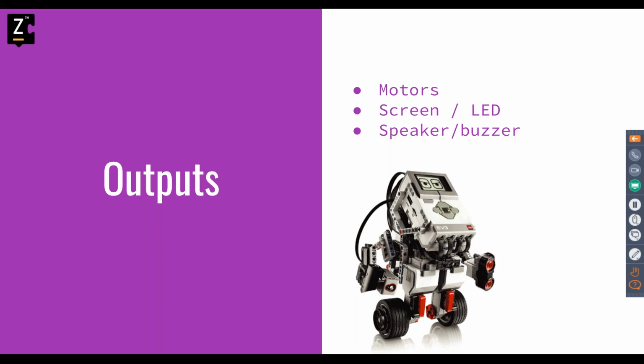Motion is almost always acquired using electrical motors. The motors convert electrical energy into kinetic energy, meaning they move, or in most cases, they spin.